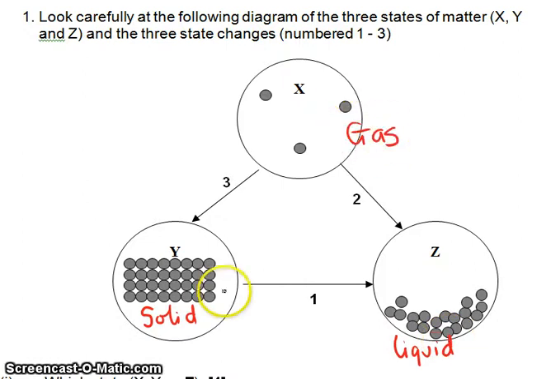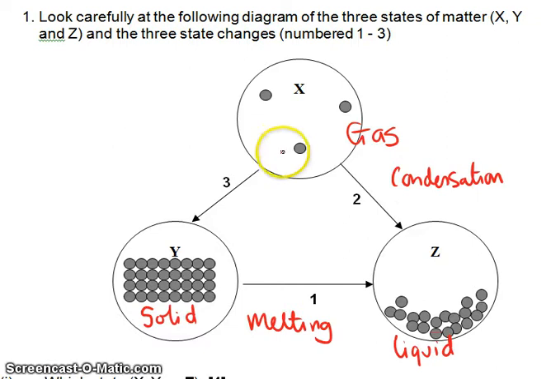Okay, and the state change, if we follow the arrow, so going from a solid to a liquid is going to be melting. From a gas to a liquid is going to be condensation. Okay, and then last of all, from a gas to a solid, we call deposition, which is the opposite of sublimation.